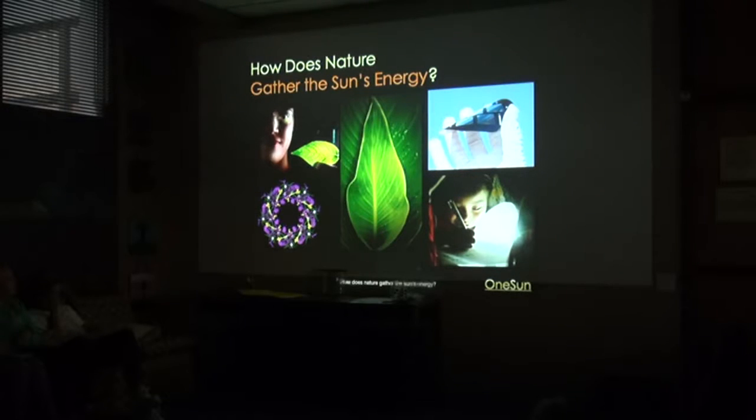How does nature gather the sun's energy? This is a new kind of solar cell that's based on how a leaf works. It's self-assembling.